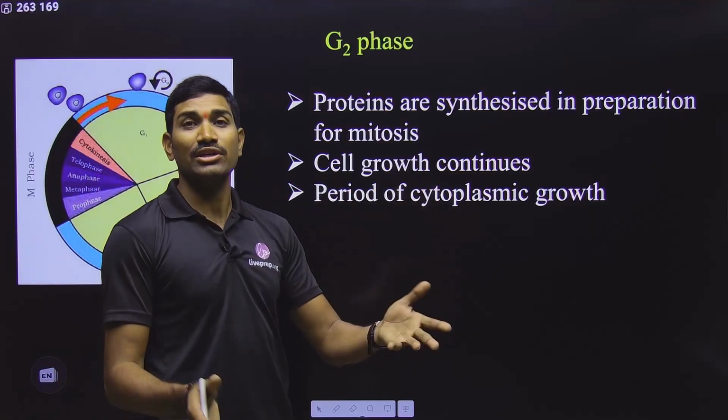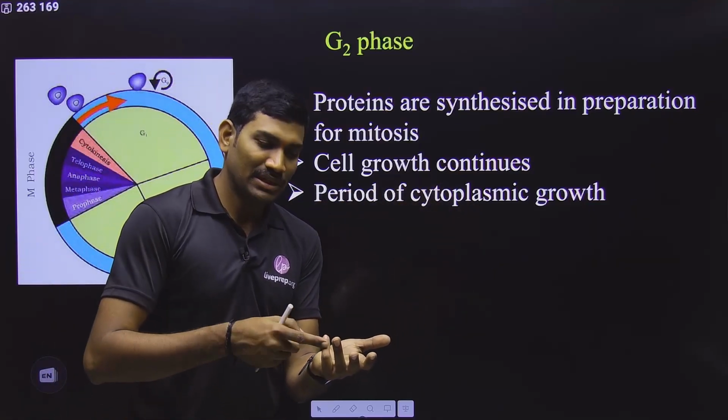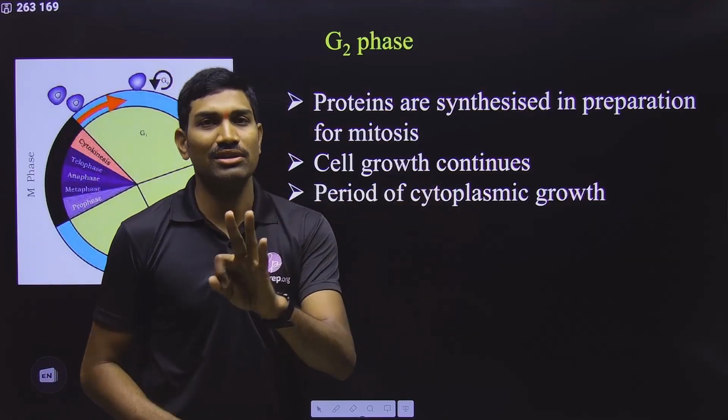Next one, cell growth continues. Cell growth is taking place in G1 phase, S phase, and G2 phase, all three phases.